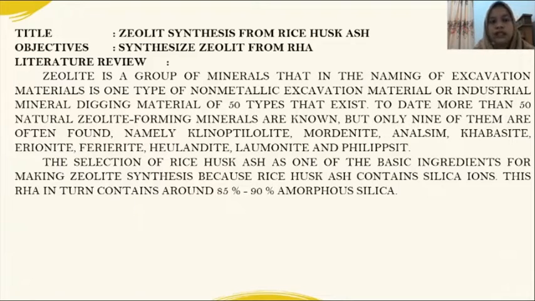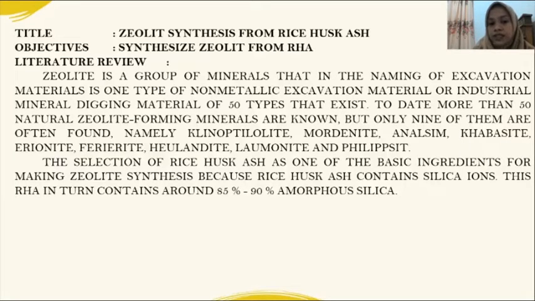Literature review: Zeolite is a group of minerals that, in the naming of excavation materials, is one type of non-metallic excavation material or industrial mineral digging material of 50 types that exist. To date, more than 50 natural zeolite forming minerals are known, but only 9 of them are often found, namely clinoptilolite, mordenite, analcime, chabazite, erionite, ferrierite, heulandite, laumontite, and phillipsite.